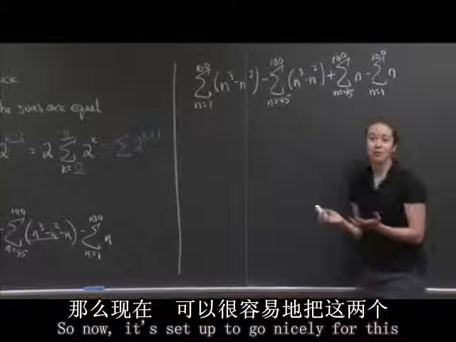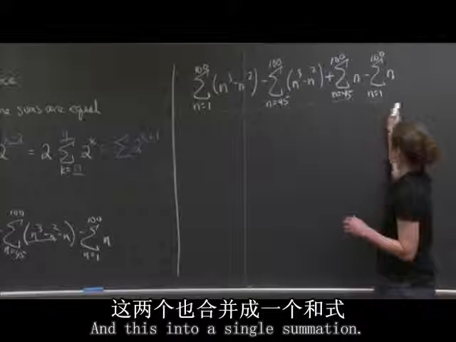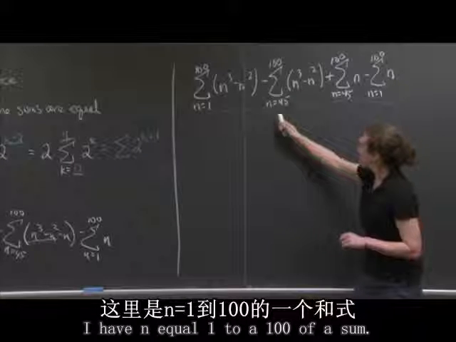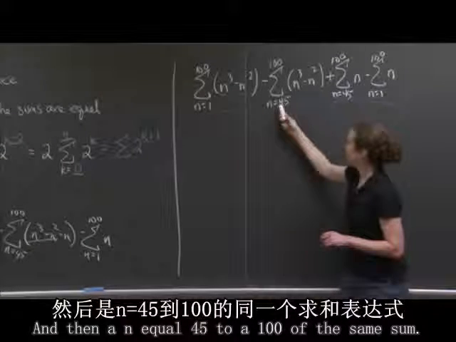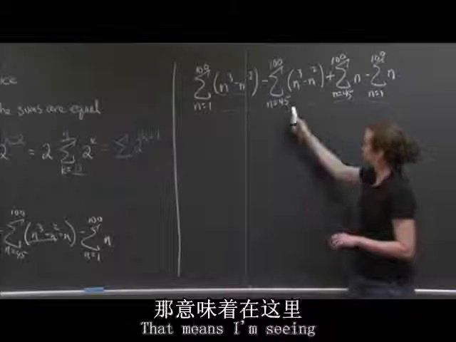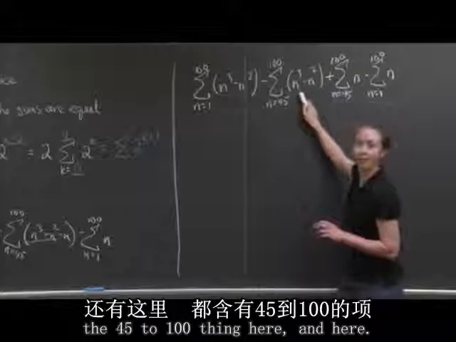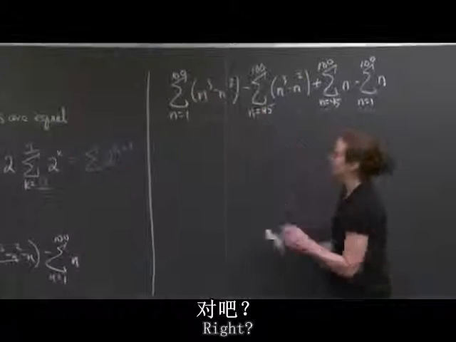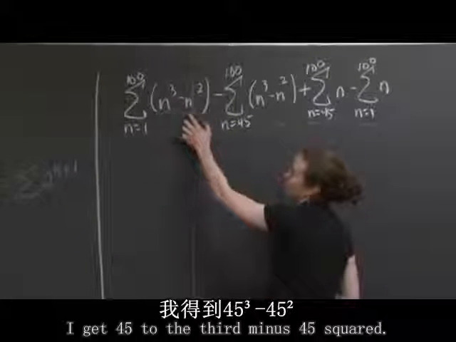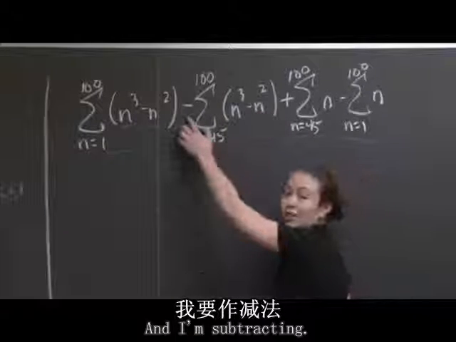So now it's set up to go nicely for this into a single summation, and this into a single summation, and then we'll see if we can combine them further. So if you look here, I have n equal 1 to 100 of a sum, and then I have n equal to 45 to 100 of the same sum. What's that actually mean? That means I'm seeing the 45 to 100 thing here and here, and there's a difference, right? So I plug in n equals 45 here, I get 45 to the third minus 45 squared. I plug in n equals 45 here, I get the same thing, and I'm subtracting.